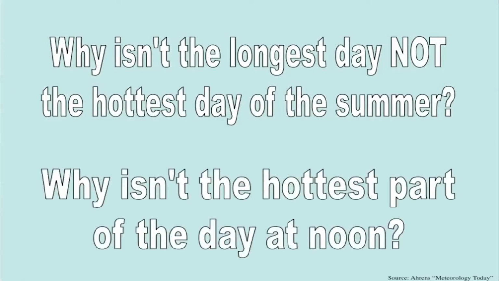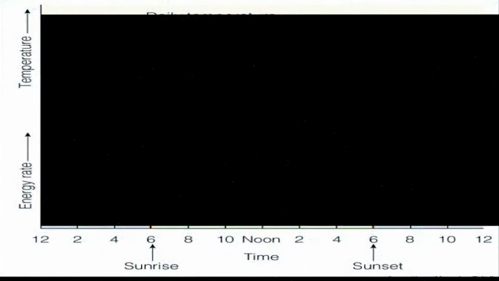Not only that, why isn't the hottest part of the day at noon? If the sun's right overhead at noon, it should be the hottest part of the day. Why does it wait till 3, 4 o'clock in the afternoon? Well, take a look at this graph. On the left, we have midnight. We'll have sunrise at 6 o'clock, and then we'll have sunset at 6 o'clock in the afternoon.